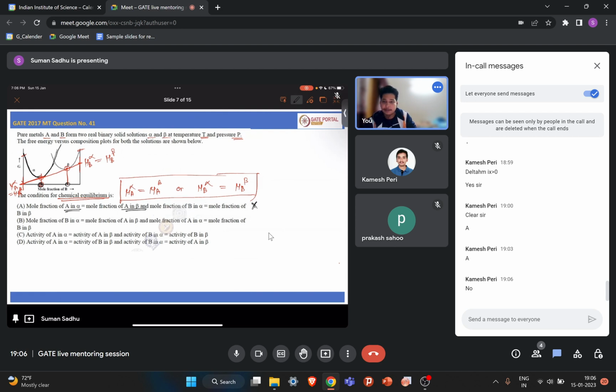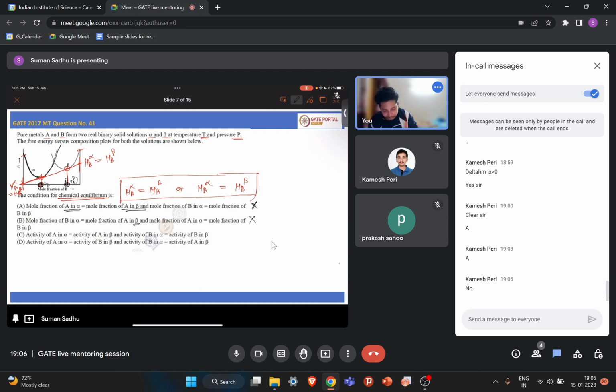Now the second option is mole fraction of B in alpha is equal to mole fraction of A in beta. Mole fraction of B in alpha means this composition XB. Mole fraction of A in beta means 1 minus XB beta. This is also not equal, right? This is also different. So this option is not correct.